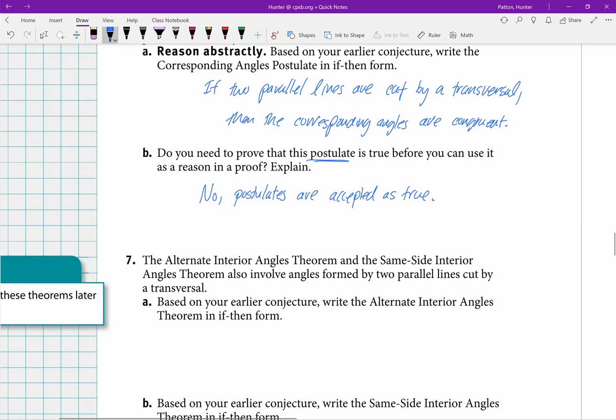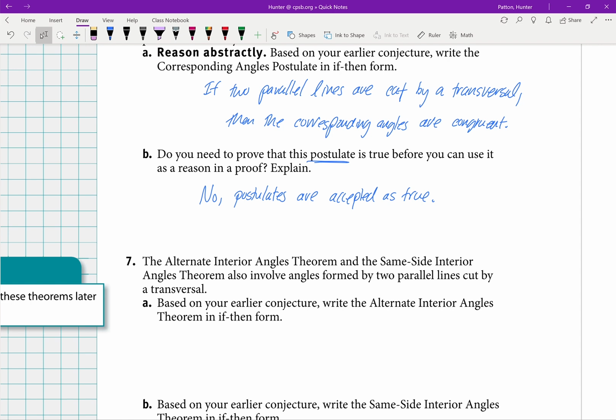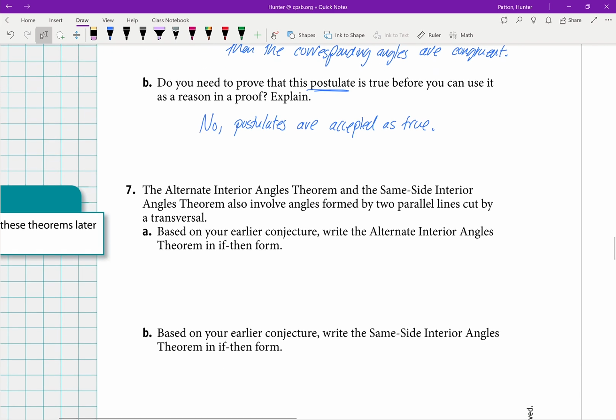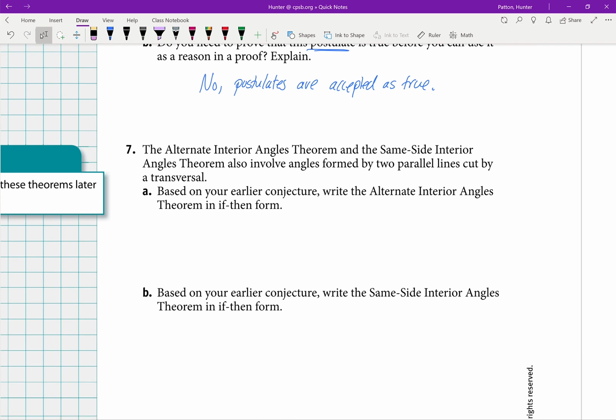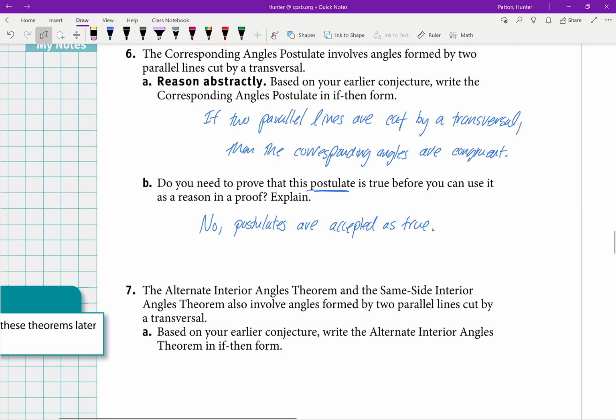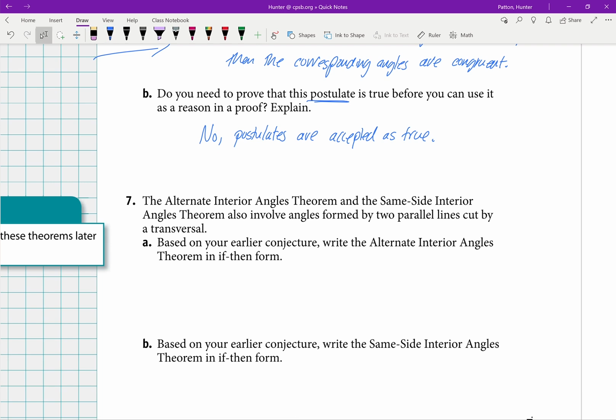Alright, now, number 7. The alternate interior angles theorem and the same side interior angles theorem also involve angles formed by two parallel lines cut by a transversal. What I want you to do again, I want you to pause your video again, and see if you want to revise what you wrote for A and B of number 7 based on what I have given you for part A of number 6. Okay? I've given you kind of the format you need for that. So see if you can rewrite number 7 based on number 6.